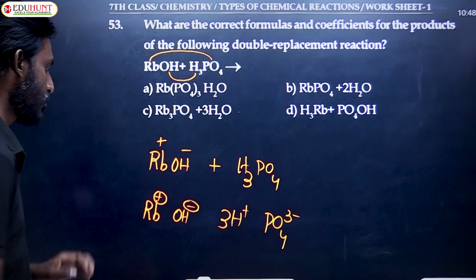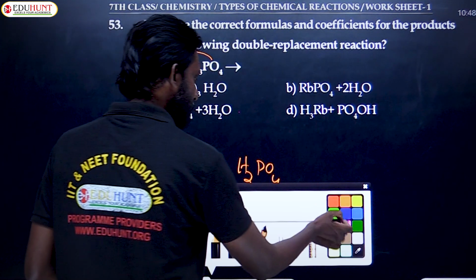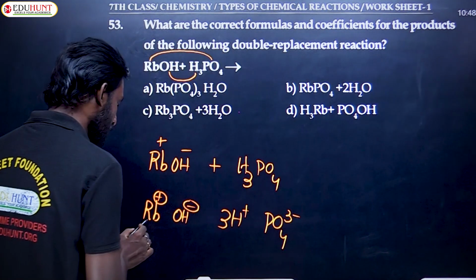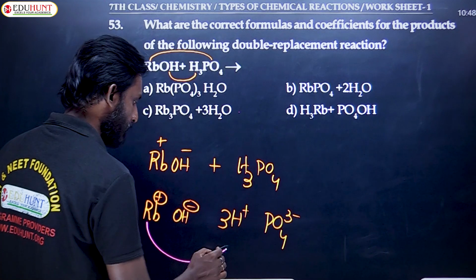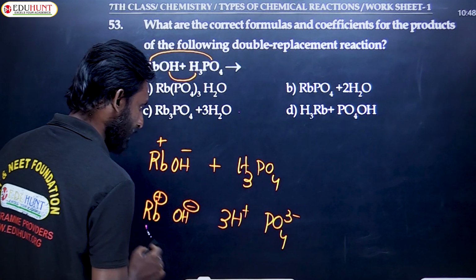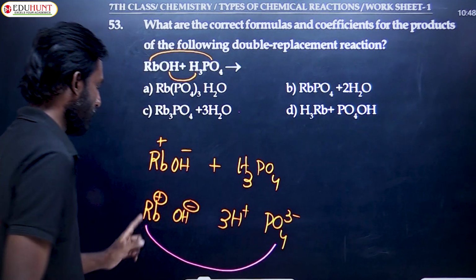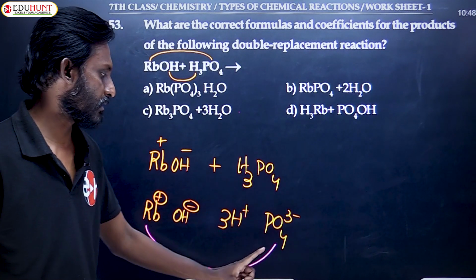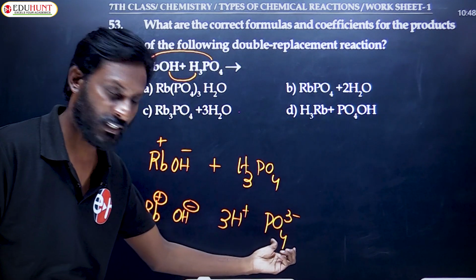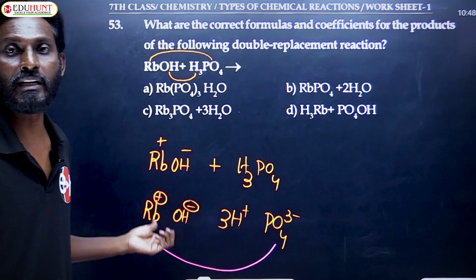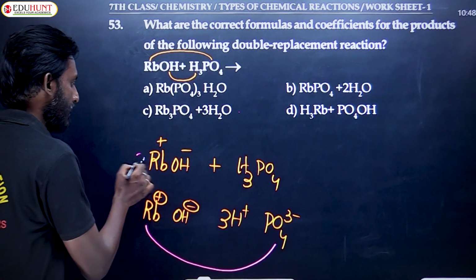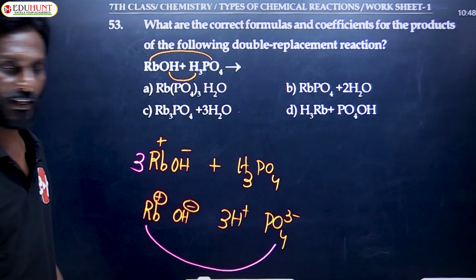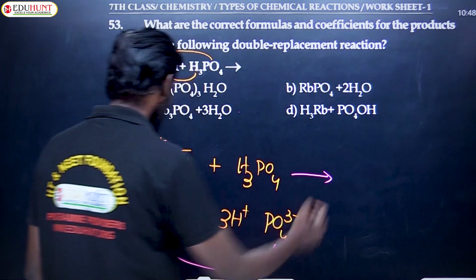Now try to interchange the counterparts, like Rb plus combines with phosphate. Rb is having only 1 plus, phosphate is having 3 minus. That means for one phosphate you need 3 rubidium ions. That's why I'll take 3 here. Okay, so what happens?